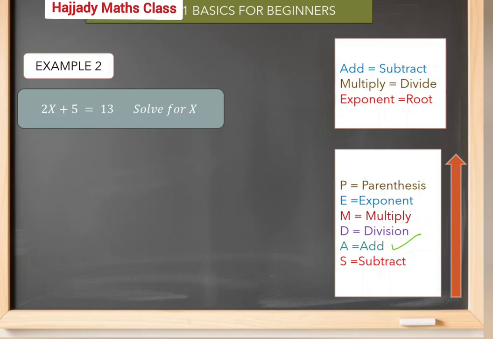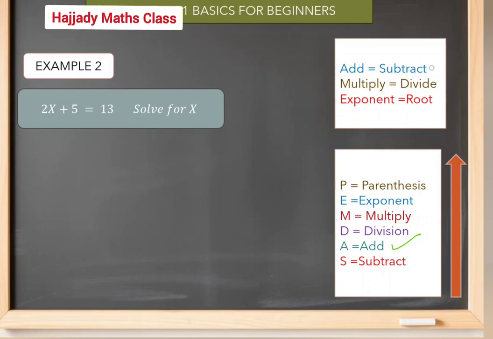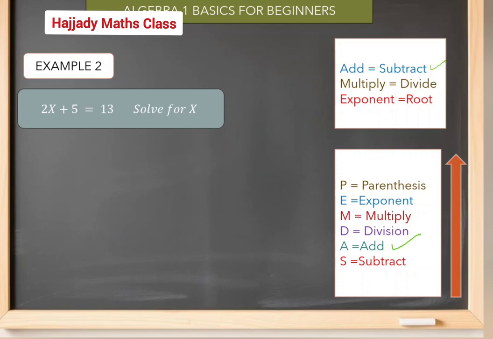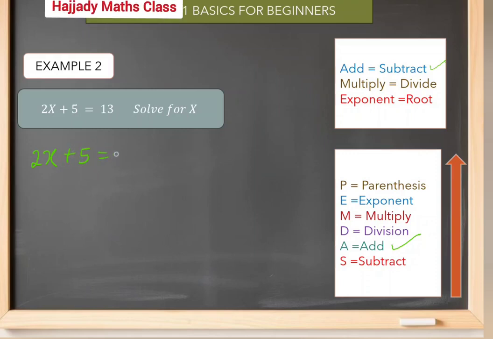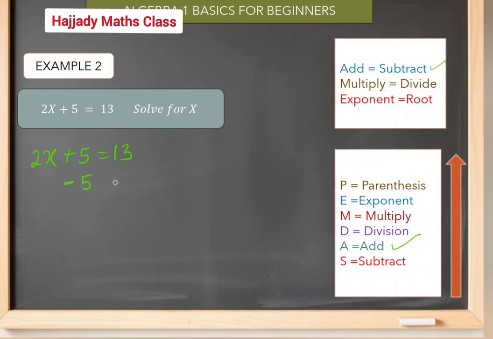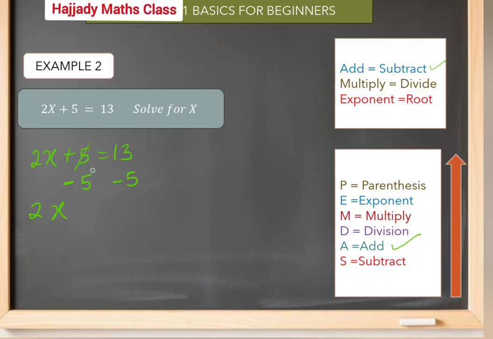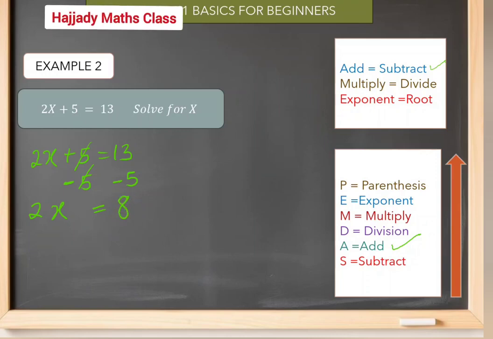To deal with addition, I told you if you have addition, you introduce the inverse, which is what? Subtraction. And here we have 2x plus 5 equals 13. Now, we have addition. If you introduce the inverse, we have negative 5 to both sides. And here we have 2x, 5 minus 5 cancelled out, 13 minus 5 gives 8. Now, we're done with the first operator.